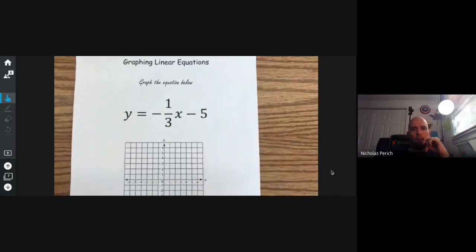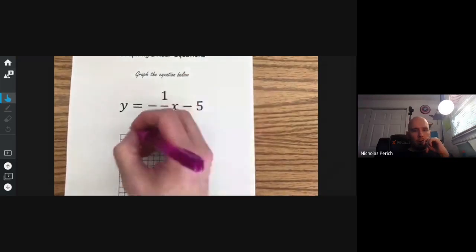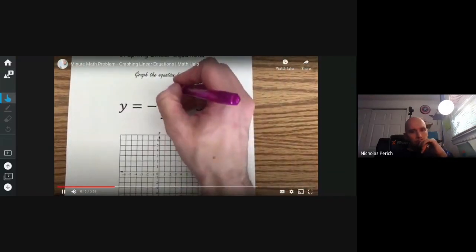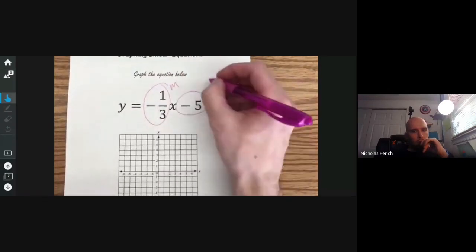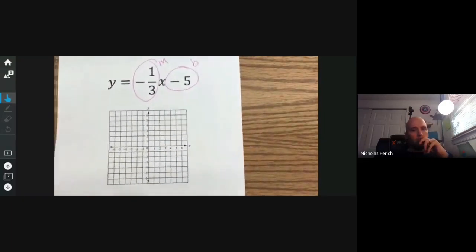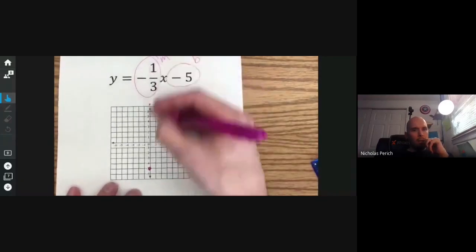All right, graphing linear equations. We are to graph that equation there. Luckily, this one is in slope-intercept form. Remember, if y is all by itself, the number in front of x is our slope. The number floating around is our y-intercept. So the number floating around, -5, is where we begin. We put a dot right there at -5 on the y-axis.